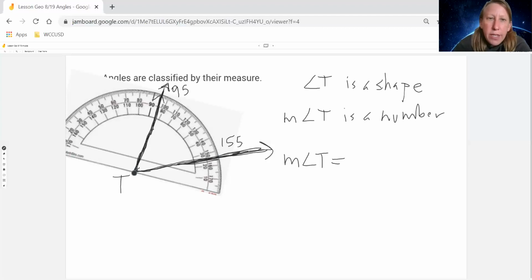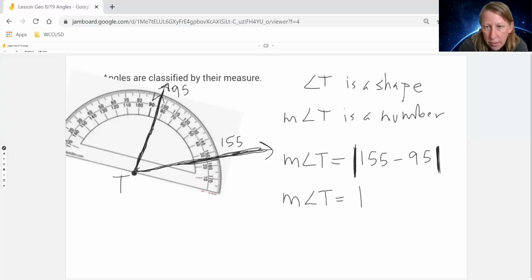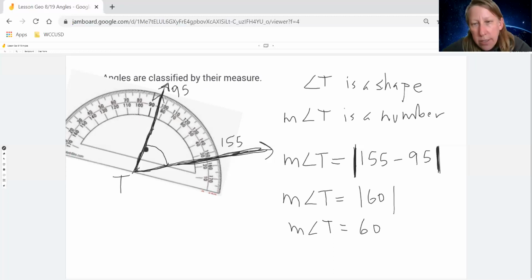The way to do that is I can use the numbers and I can subtract them. I can do 155 minus 95. And why do I have the absolute value? I have the absolute value because I don't want any negative answers. So I'm going to do on my calculator 155 minus 95. And I get exactly 60. That means it is 60 degrees out of the 360 degrees on a circle. To get from here up through the angle across to the other side is 60 degrees.